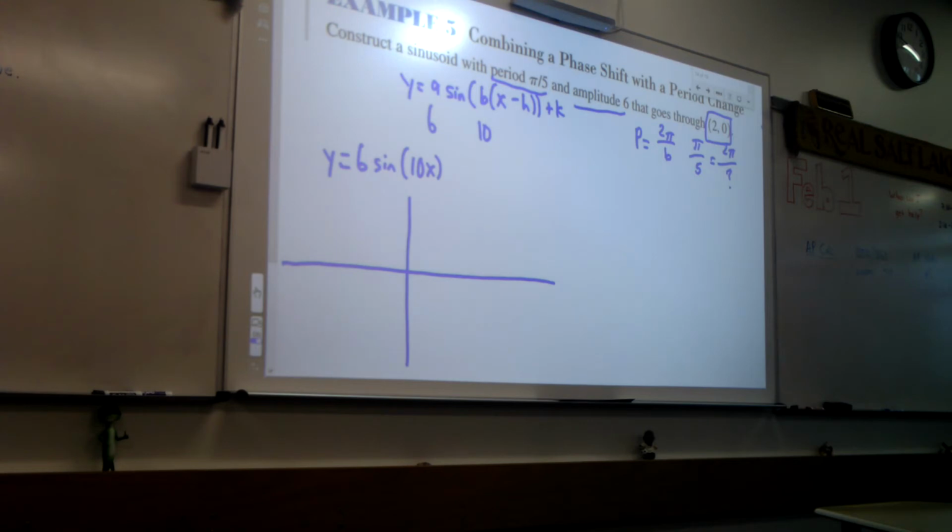Okay, so now let's graph a couple of our key points. First off, this is going to go all the way up to 1, 2, 3, 4, 5, 6. And then it's going to go all the way down to 1, 2, 3, 4, 5, 6, to negative 6. How long does this take to go through a cycle?